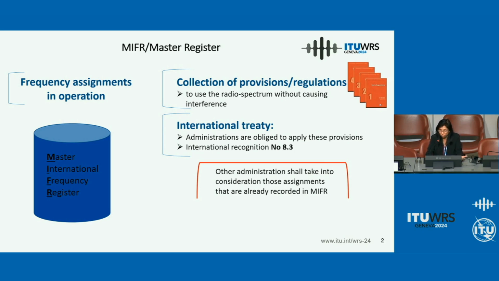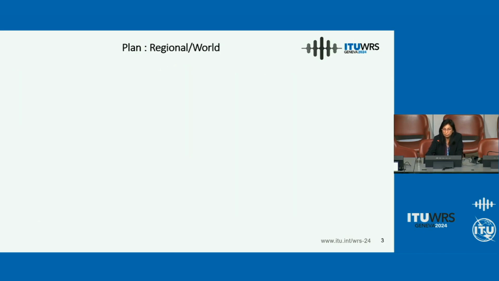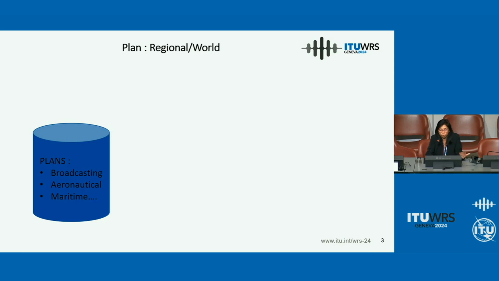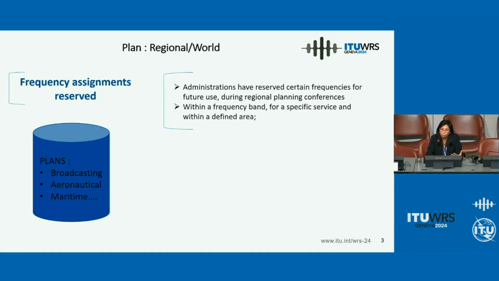And we also saw that plans are also a database. We saw that there are different types: broadcasting, aeronautical, maritime. In this database, we have frequency assignments that are reserved. This reservation of frequencies is done during regional planning conferences. And a plan generally applies to a certain frequency band for a specific service and within a defined area.